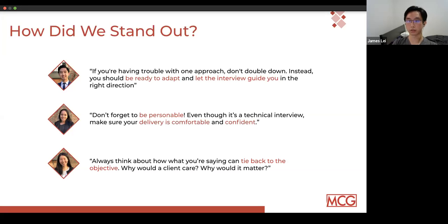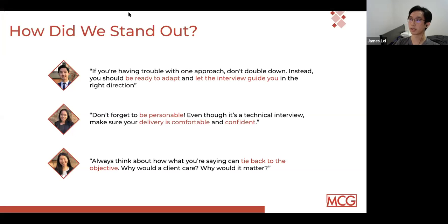And so be ready to adapt and pay attention to a lot of the visual and audio cues that your interviewer might be giving you, whether it be body language or specifically trying to guide you in the right direction, and be ready to tailor what you're saying and how you're approaching the problem based on that.